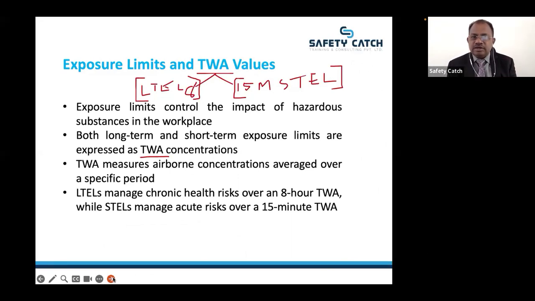Is that clear? Anybody has any doubt on this? Please ask now. Is this concept clear? What is LTEL and STEL? Okay.